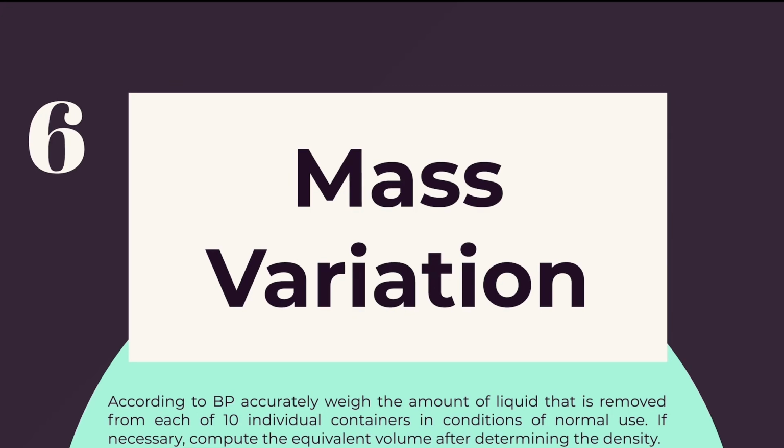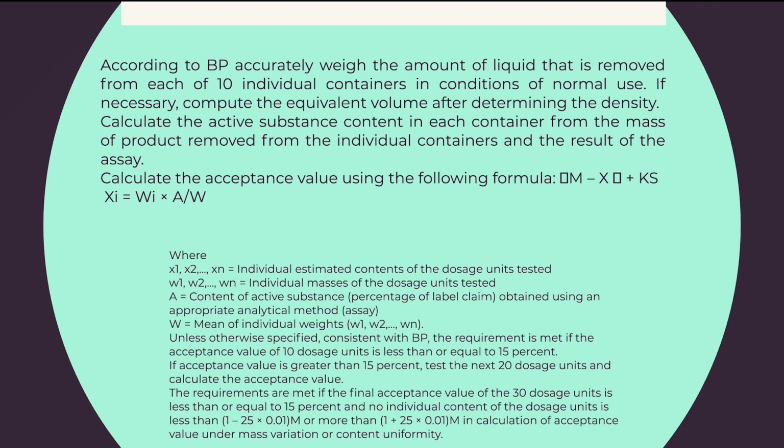6. Mass variation. According to BP, accurately weigh the amount of liquid that is removed from each of 10 individual containers in conditions of normal use. If necessary, compute the equivalent volume after determining the density. Calculate the active substance content in each container from the mass of product removed from the individual containers and the result of the assay. Calculate the acceptance value using the following formula: M minus X plus ks.